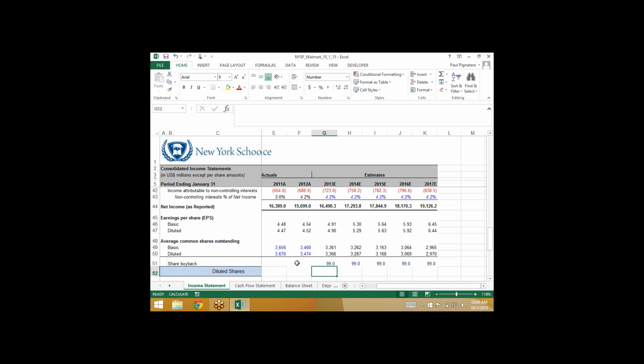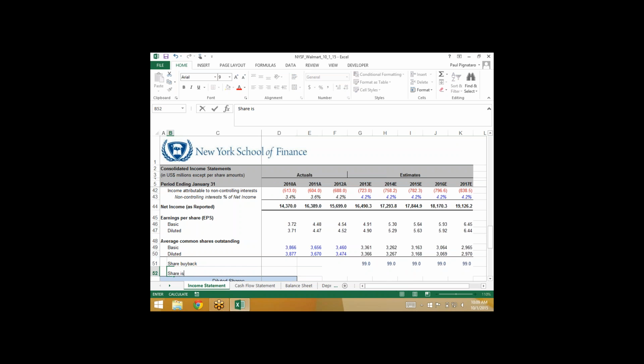I'm going to add a row to represent the stock issuance. So right above cell 52, I'm going to do Shift Spacebar, Control Shift Plus. I'm going to call it Share Issuance.